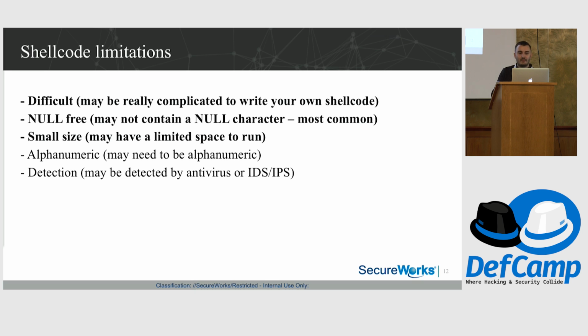Shellcode compiler doesn't do anything about the last two issues, alphanumeric and detection, but it takes into consideration the first three issues. The first one is the most important, but it also takes care of the second one. So what will shellcode compiler do? It will provide you a shellcode in an easy way, so it will not be difficult to write, and it will be null-free.